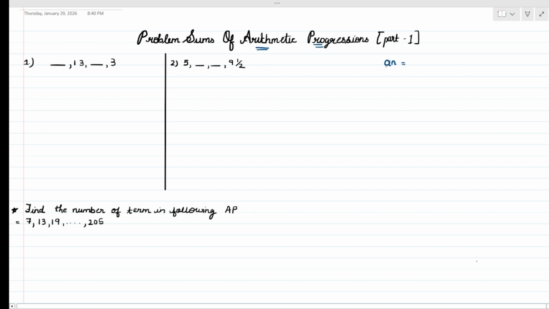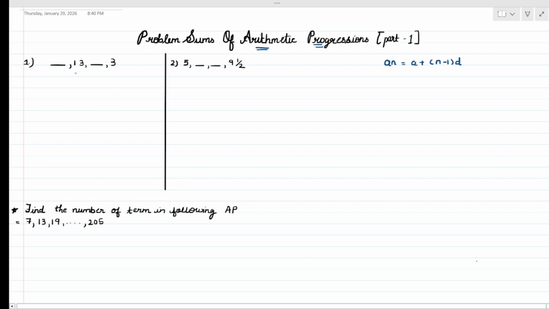The first one was for an, where an equals a plus n minus 1 d. What is this an? An means the number of the term you want to know, or say the last term. If you take the example -, 13, -, 3, this 3 becomes my an because it is the last term of my finite AP. We already studied finite AP and infinite AP. As this AP stops here, 3 is my last term, which can also be called an.